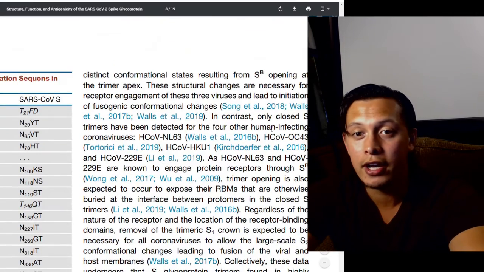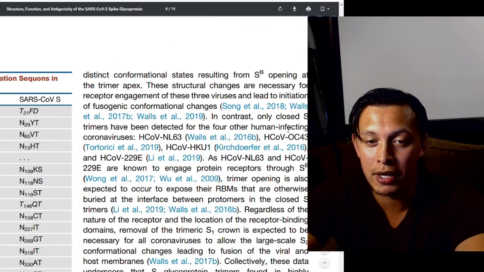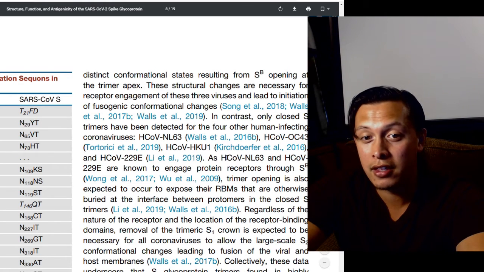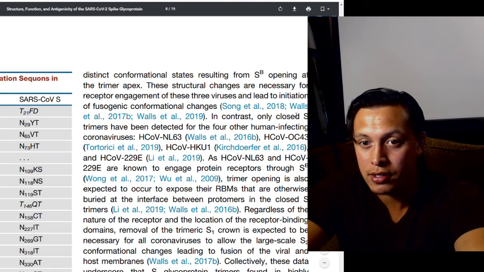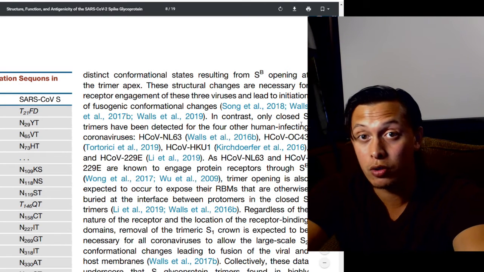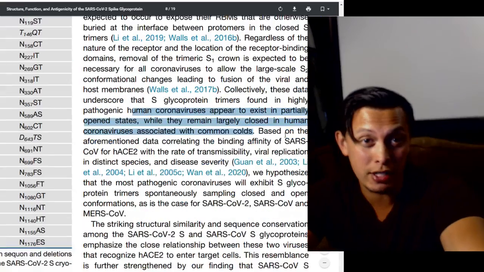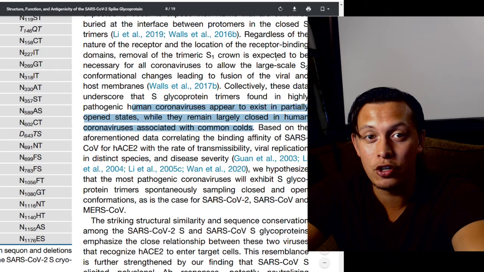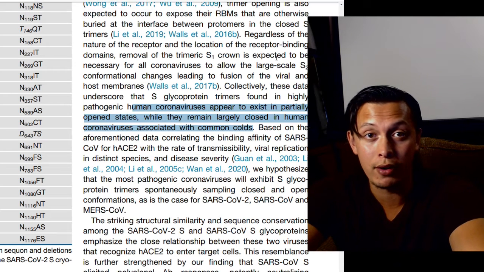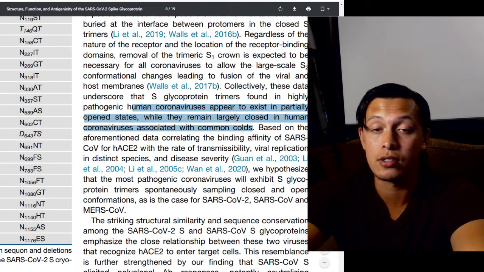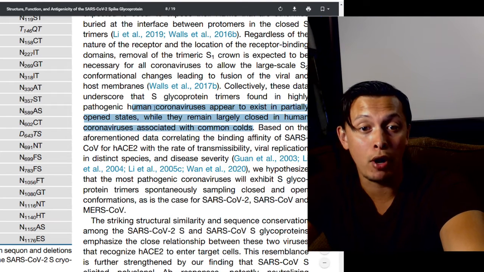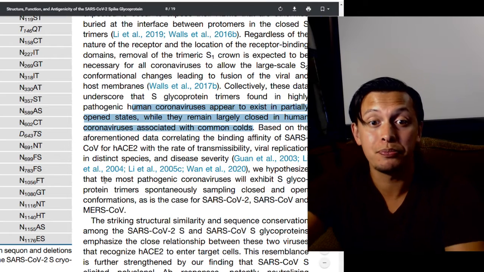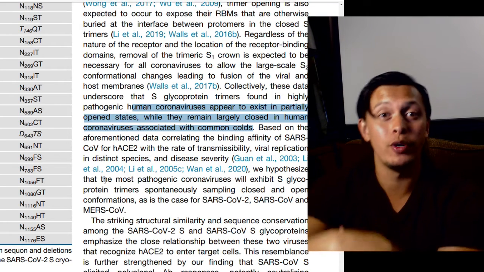So what they're saying here, and this is parroting what they said up here, is that for the less pathogenic coronaviruses, they are always found in closed trimeric states. It is very difficult to get them to open up. But for the other 3 coronaviruses, MERS, SARS, and SARS-2, they exist in partially open states. So they are pretty easy to get open, which could probably lend to it being more pathogenic.